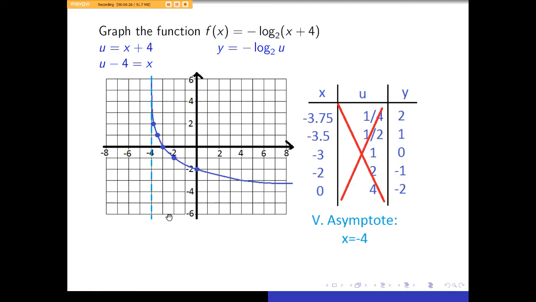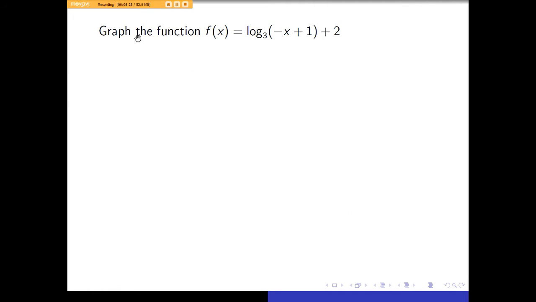Okay, we'll look at one more example. Let's graph the function f of x equals log base 3 of negative x plus 1 on the inside of the logarithm, and then outside the logarithm, plus 2. So, since inside the logarithm the expression is something other than just x, I'll use u-substitution again. So we set u equal to negative x plus 1. And then if we solve that for x, you can check, we'll get negative u plus 1 equals x.